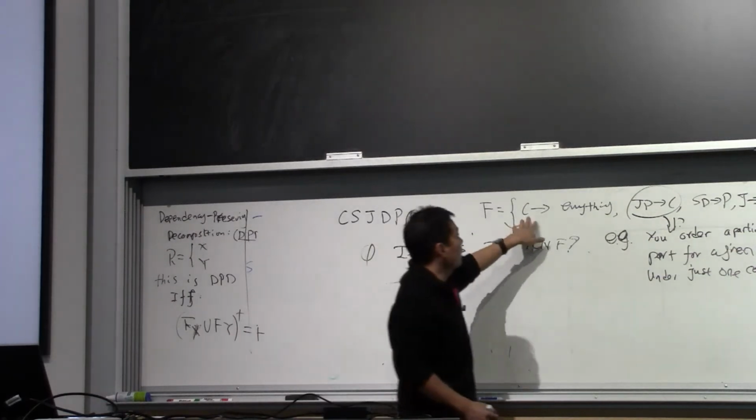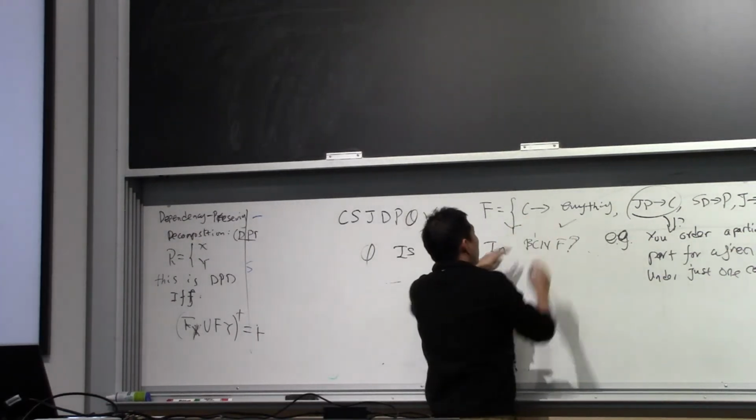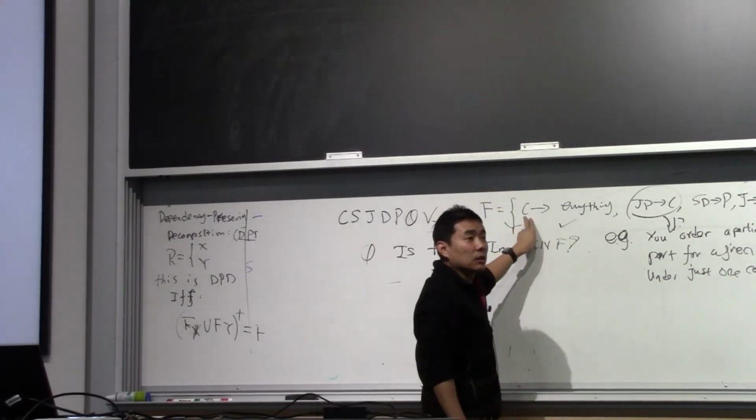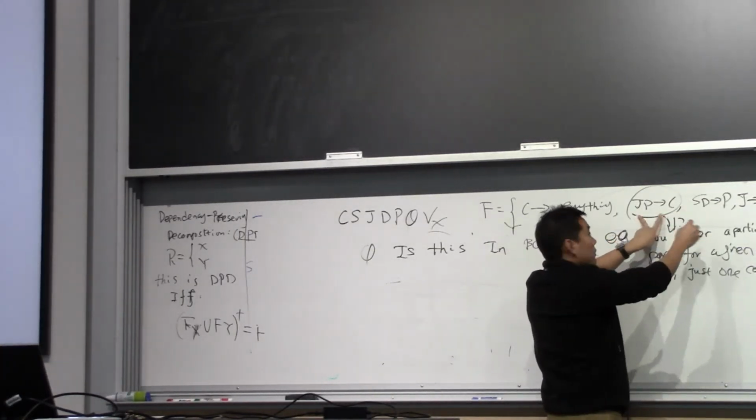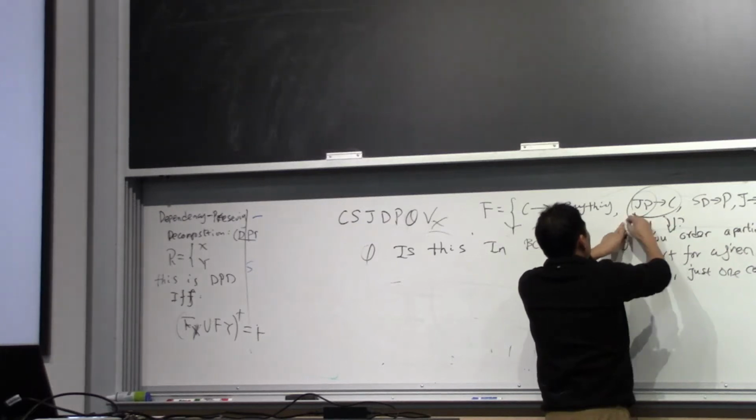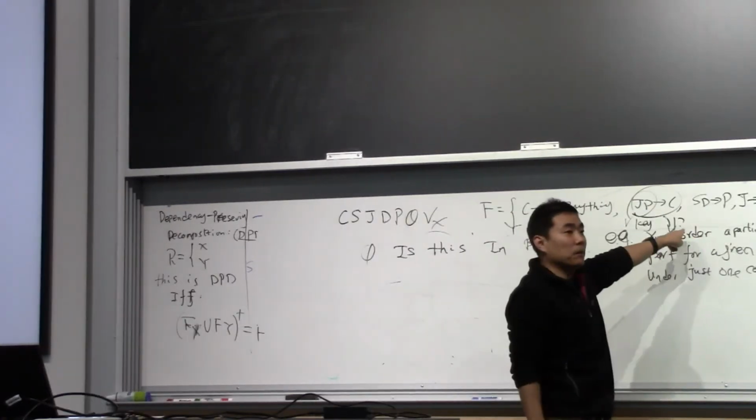Well, let's check. First of all, this one is okay. Why? Because the left-hand side is the key. What about JP determine C? Well, JP determine C, C determine everything else means that this is the key. So this is okay. This satisfies the BCNF requirement.